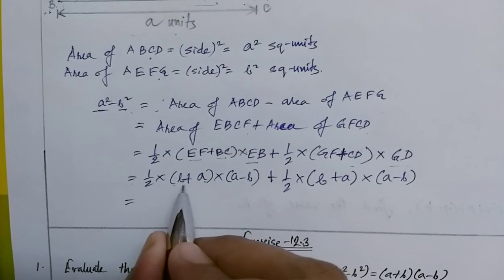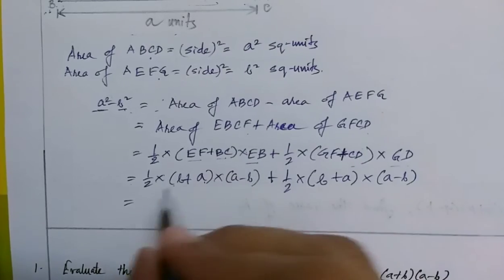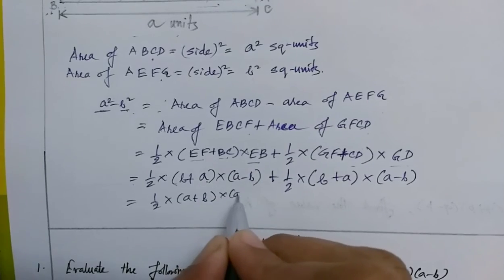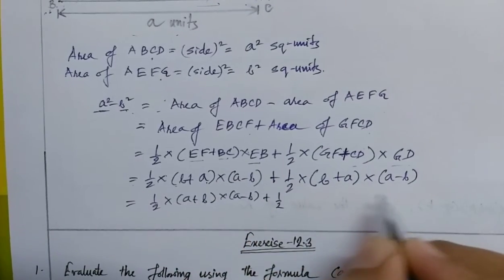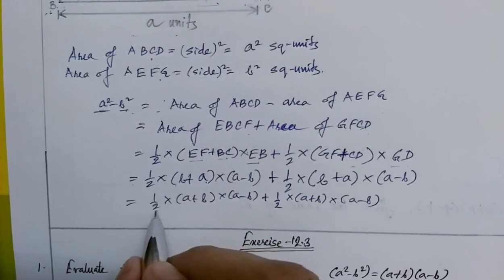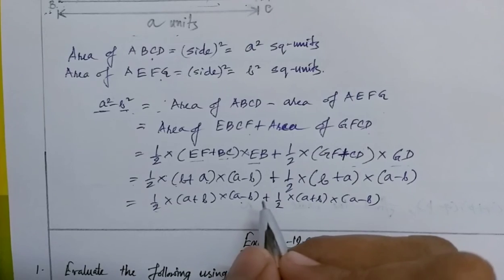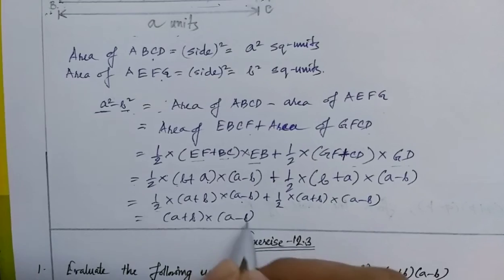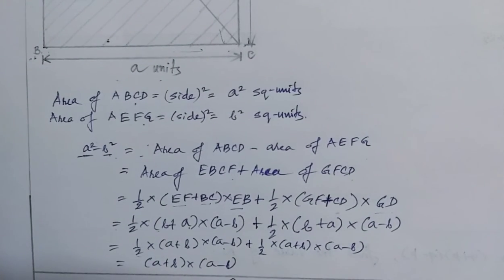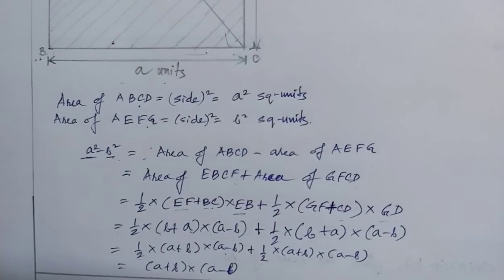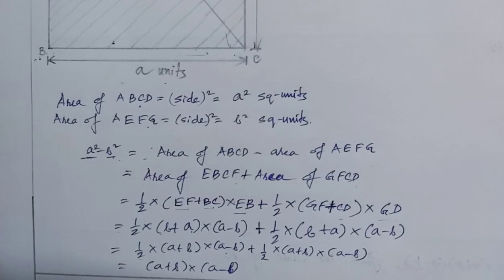Now if you write b + a as a + b, that does not change anything. So you can write half into (a + b) into (a − b), plus the same thing for the other part. Half of this thing is being added to half of this thing again, so this makes (a + b)(a − b). Half of anything added to the other half gives you the whole. So this is the proof of this formula using pictures. That's all for this video. Thank you.